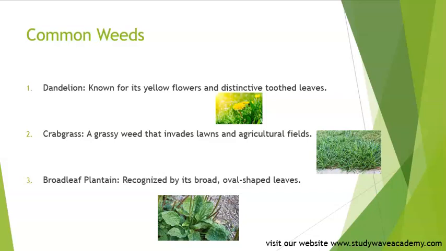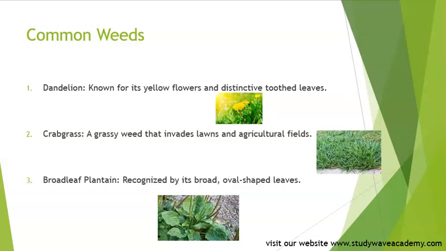Another type of common weed we have is the crabgrass, a grassy weed that invades lawns and agricultural fields. This is called the crabgrass. The crabgrass often shows up in lawns. It has thin, light green blades and grows close to the ground like a low-lying carpet. You will find the crabgrass in open areas, especially in lawns and gardens. It likes sunny spots.